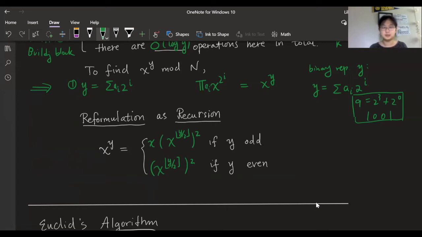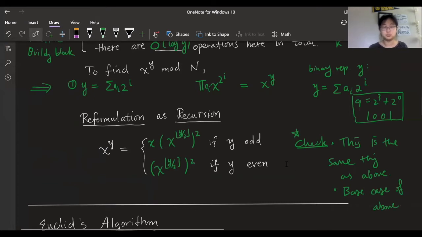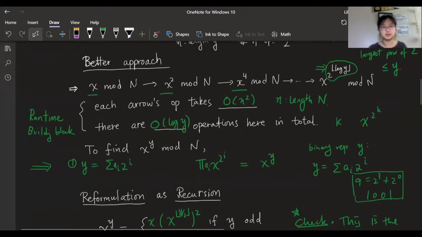Okay. So here's an exercise to check at home. Check that this is the same thing, or the same idea, as above. And then another thing to check is that it reduces to the base case of above. Okay, so it reduces to like x and x squared.